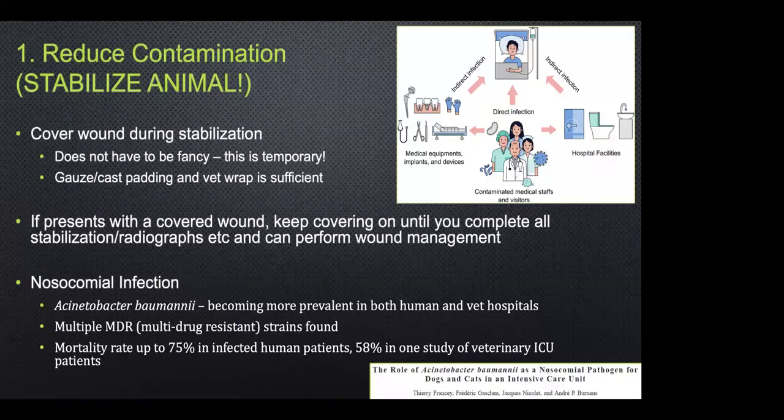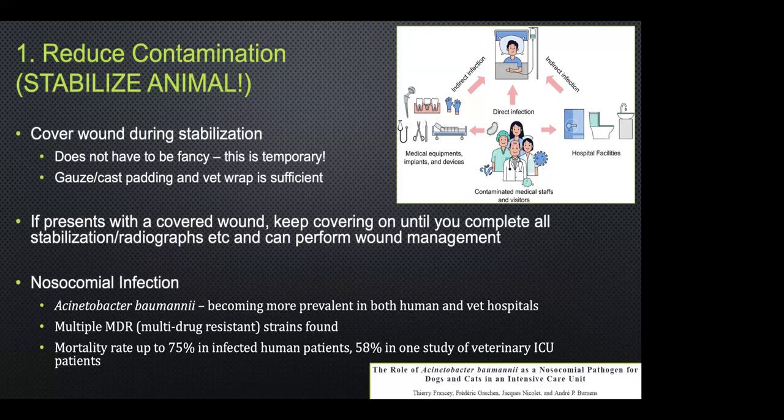So stabilizing the animal, when you have a patient come in through the ER that has an open fracture, you're going to cover the wound if it hasn't already come in covered through the vet. If it has, just leave the bandage that's on, do your stabilization, take x-rays, whatever you need to do. The initial bandage here does not have to be anything fancy. The dog needs wound management eventually anyway. Slap some gauze onto the wound and wrap it with some vet wrap, and that's enough.